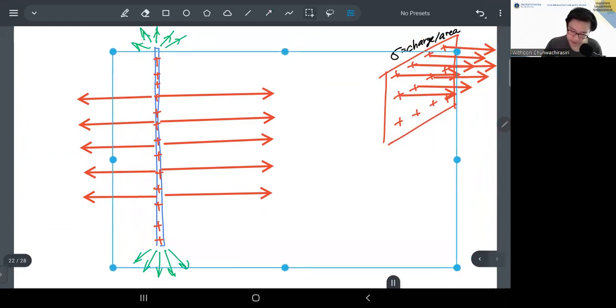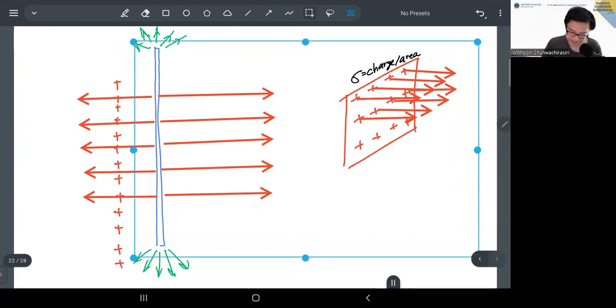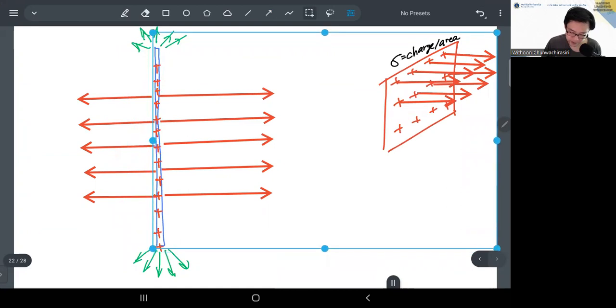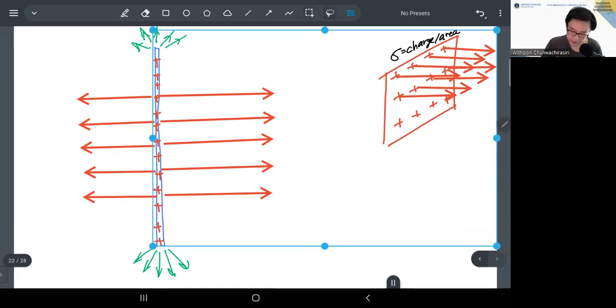Can I move this? Here, there you go. No, I only want to move the upper portion there. Here we go. One more time.